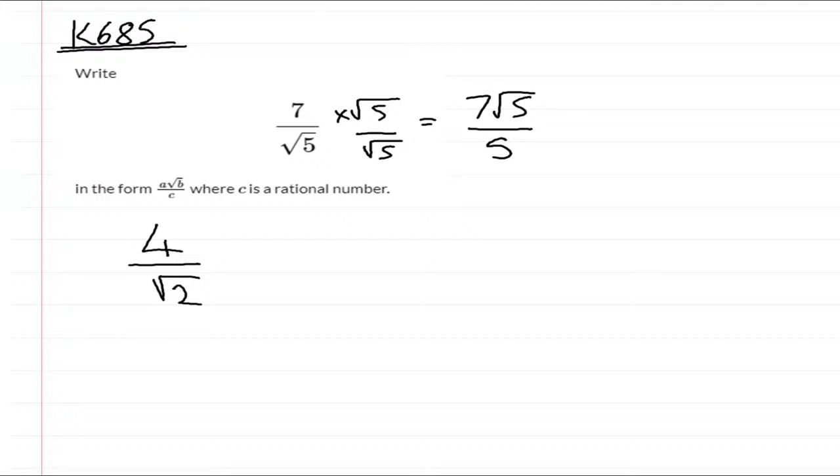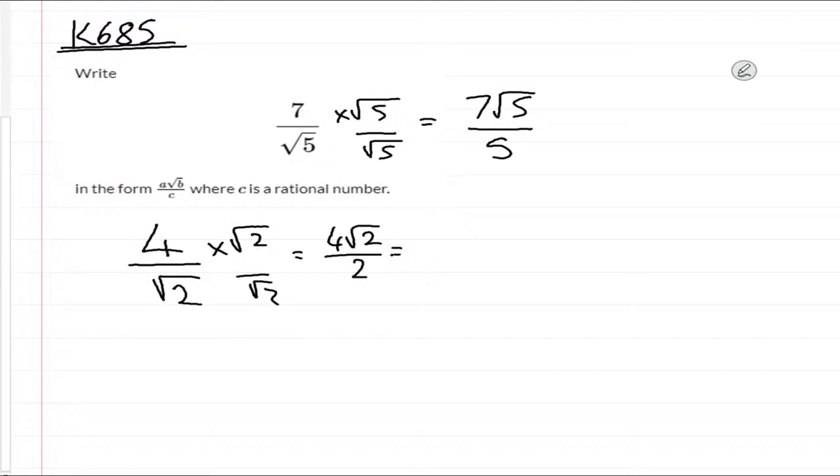What is that final step? Let me see. Boards in the air, please. Most people have got it. So, what is that extra little step for this one? So, times root 2 over root 2. And 4 times root 2 is 4 root 2. And root 2 times root 2 is 2.